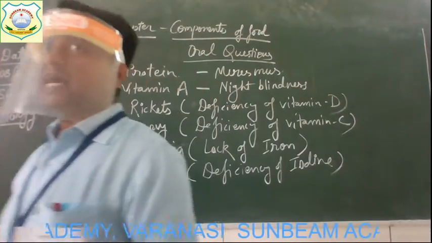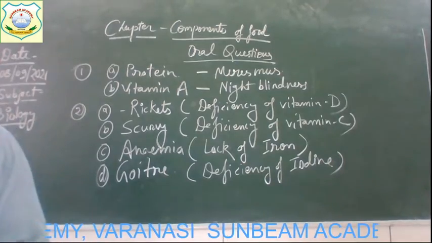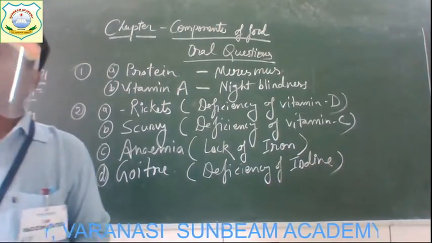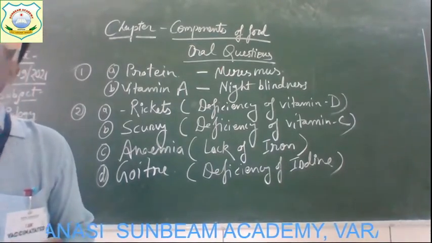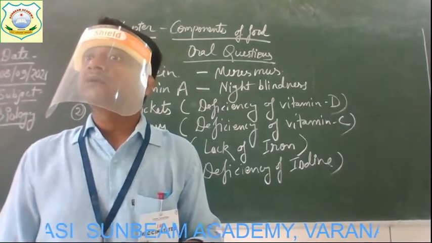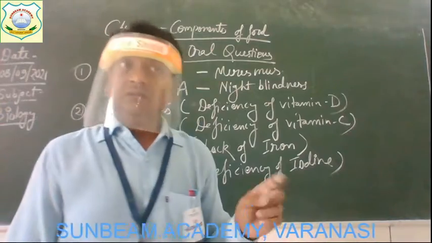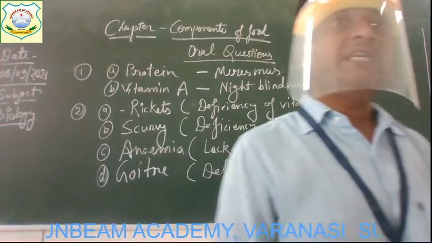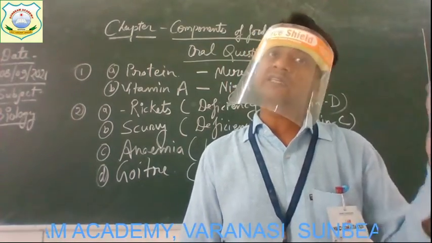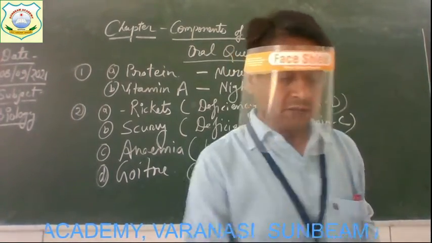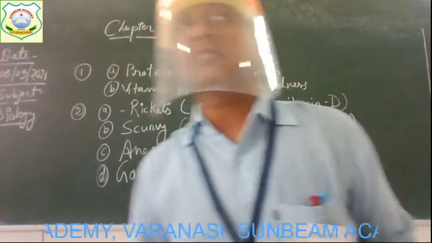There are some exercises given at the end of the chapter. Book exercise A, which is the multiple choice questions. Book exercise B, that is very short question answer. C, short answer. Book exercise D, long answer, and then HOTS questions. So these all exercises we will discuss one by one. Alright. So come to the first, book exercise A.